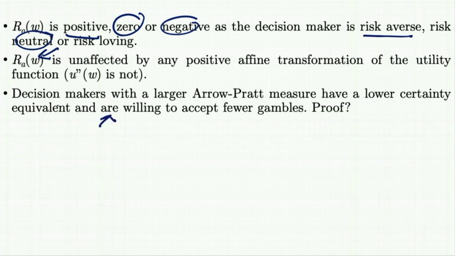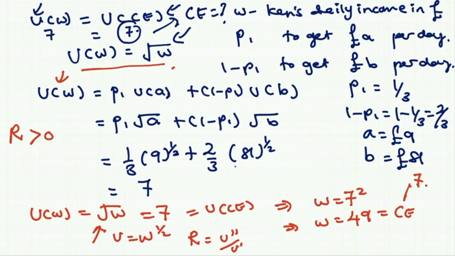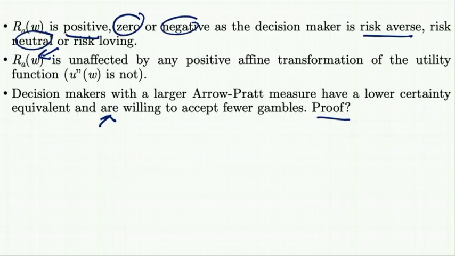Like I said earlier, the decision makers with a larger Arrow-Pratt measure have a lower certainty equivalent and are willing to accept fewer gambles. So what's the proof of this? Now, I did mention to you that they have lower certainty equivalent when this person is a risk-averse person based on this example. But this is not a proof, this is just an exercise. So what you need to do is to find the proof for this last statement here.